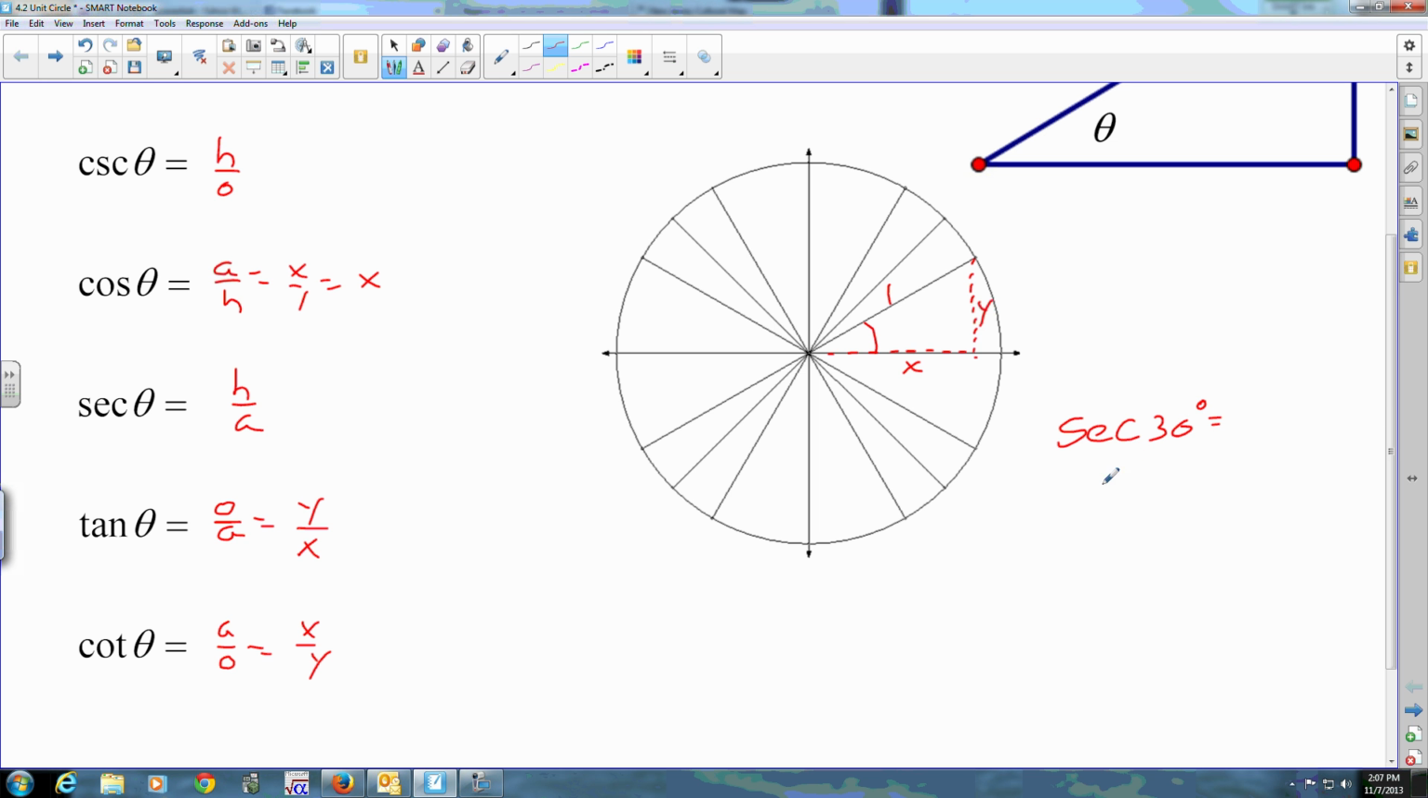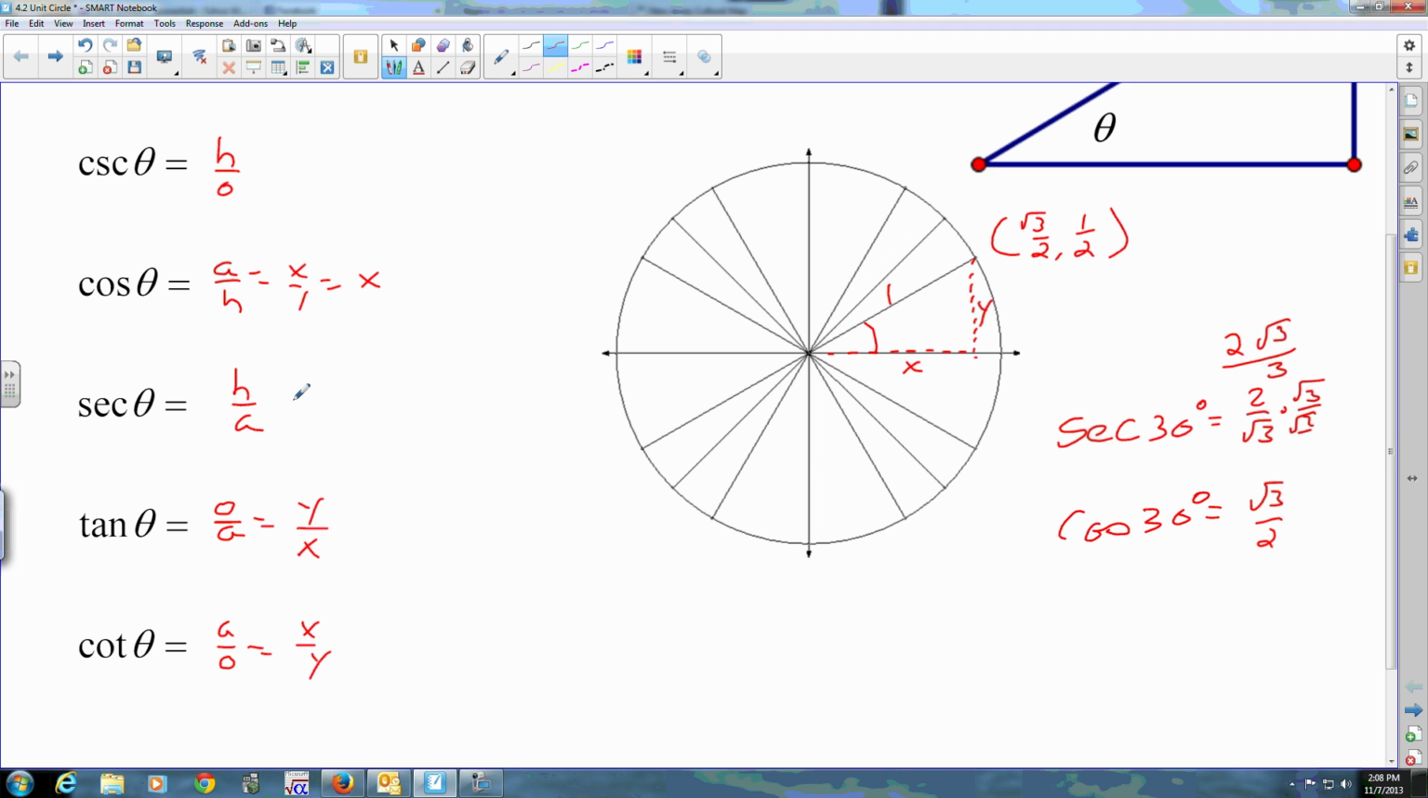what I would do is I would find the cosine of 30 degrees, which cosine is your x. At 30 degrees, the coordinate is square root of 3 over 2, a half. So the cosine of 30 degrees is square root of 3 over 2. So the secant is 2 over the square root of 3. And you rationalize it. So it becomes 2 square roots of 3 over 3 would be the secant of 30.